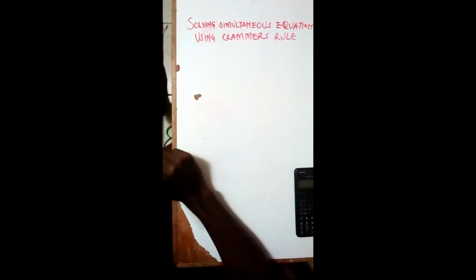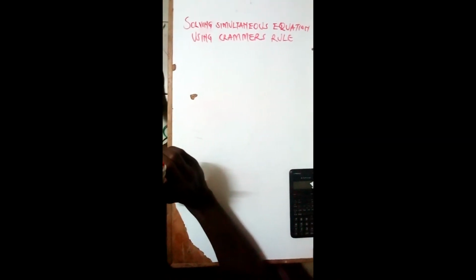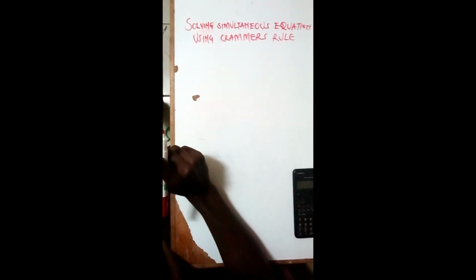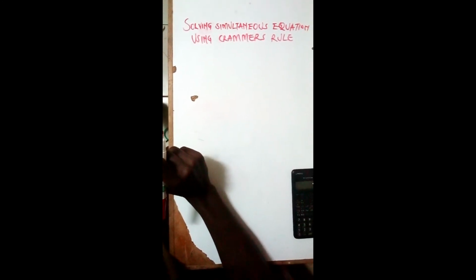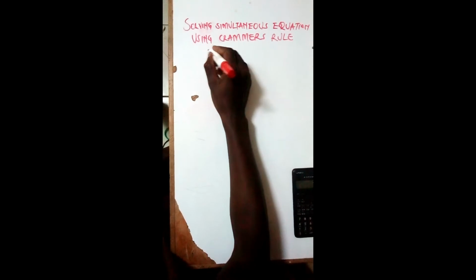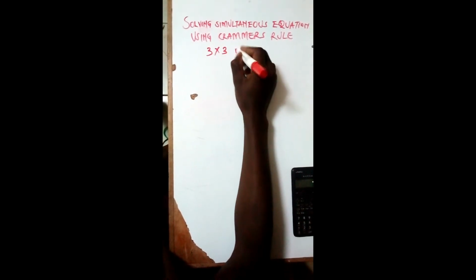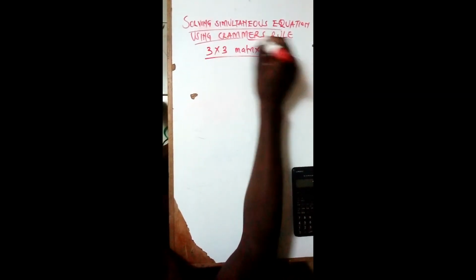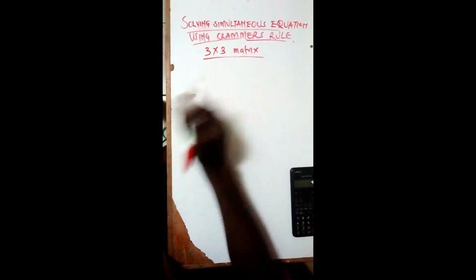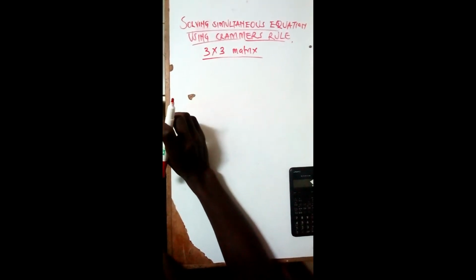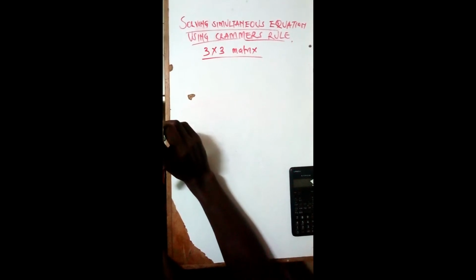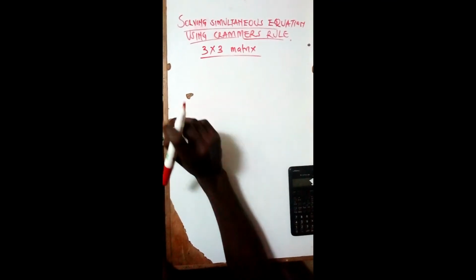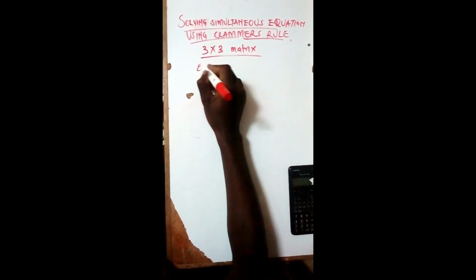Hey guys, today we are going to have a continuation of our Cramer's rule in solving simultaneous equations. Today we are going to solve a 3 by 3 matrix using Cramer's rule. In our earlier video, we used a 2 by 2 matrix, but today we are going to have a 3 by 3 matrix. So let's have an example for us to understand this.